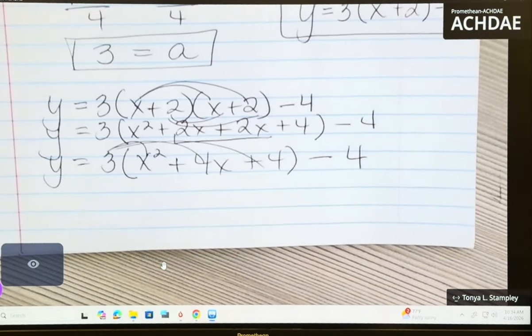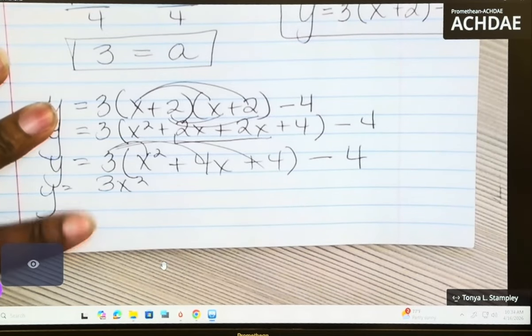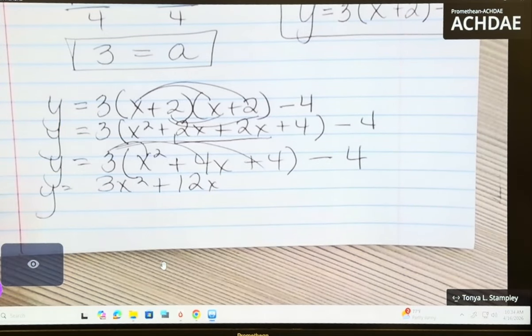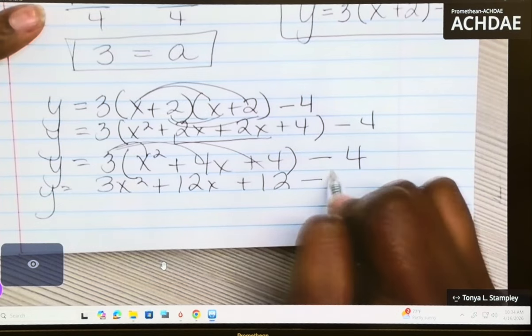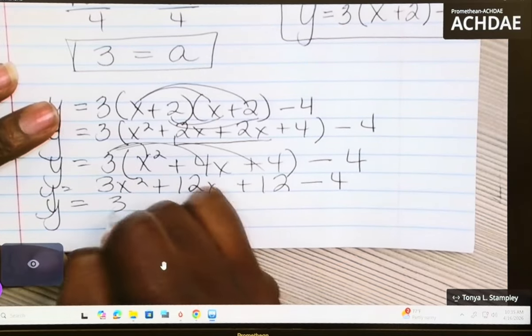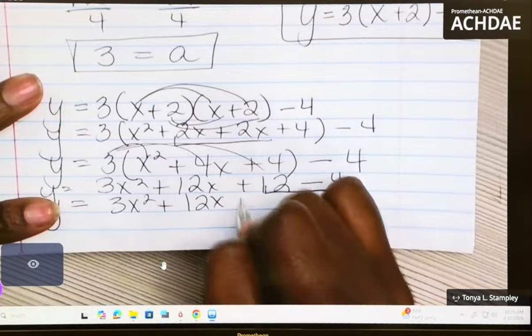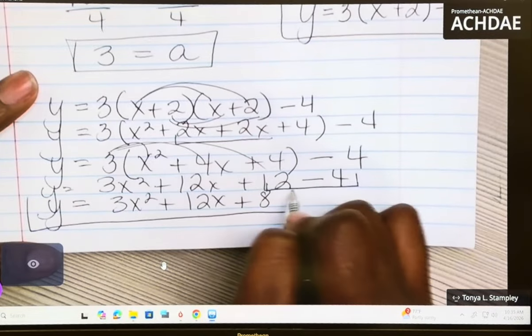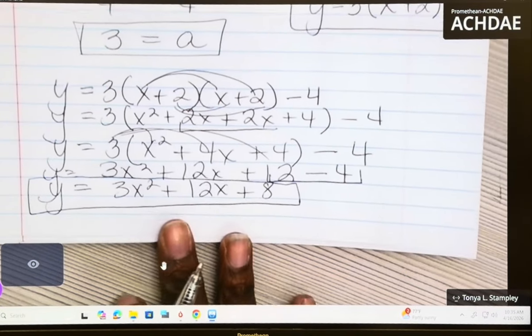So what do we get when we do that? 3x squared plus 12x plus 12. Now I can do what? Minus 4. Bring my 4 down. All right, so now we've got y equals 3x squared plus 12x. And what am I going to do with these two? Subtract, so it's plus 8. And that is the rule in standard form.